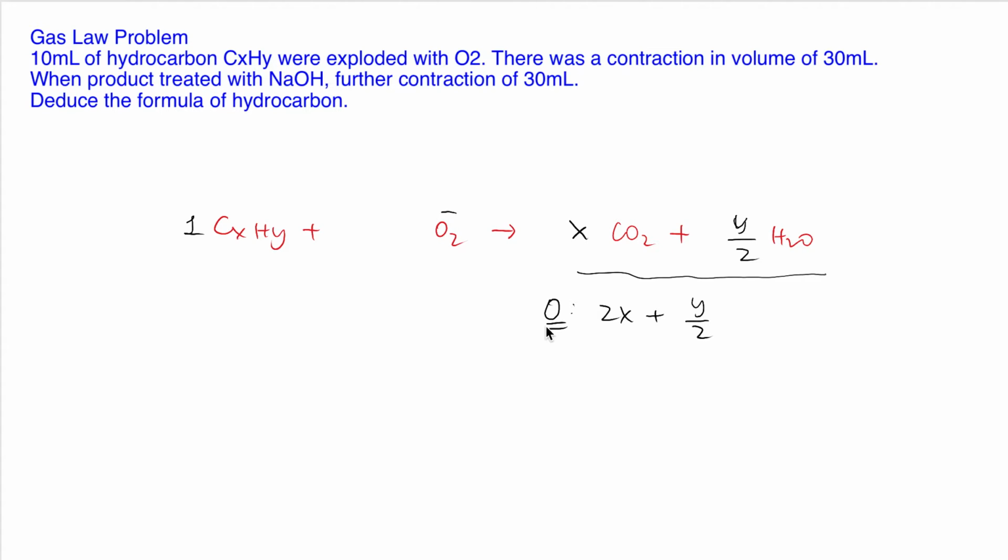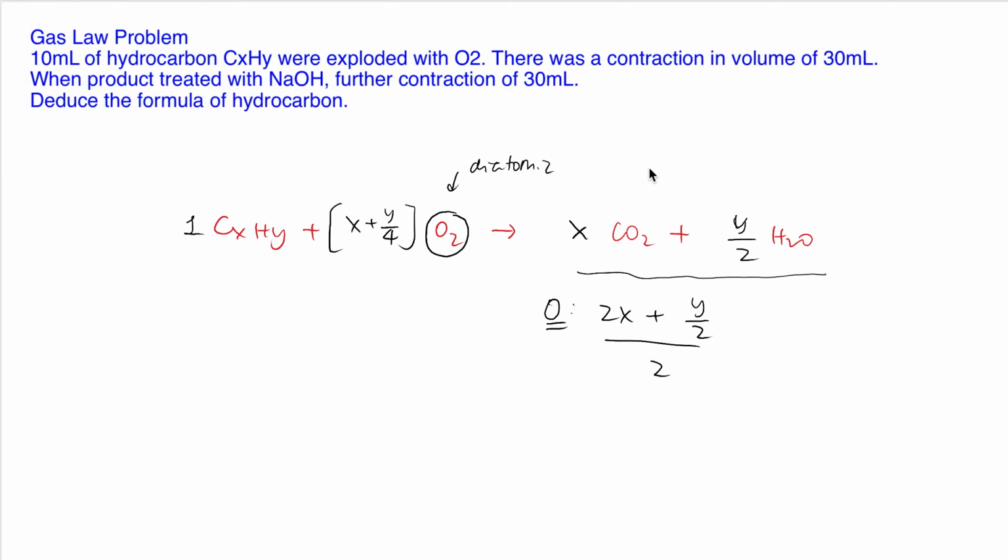However, the oxygen gas you have here is diatomic, so you need to divide everything by 2, which is x plus y over 4, right? So the balance coefficient here is x plus y over 4. So this is our balanced equation.